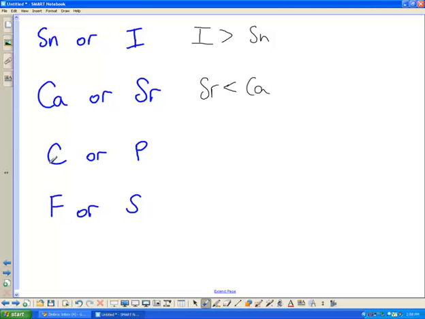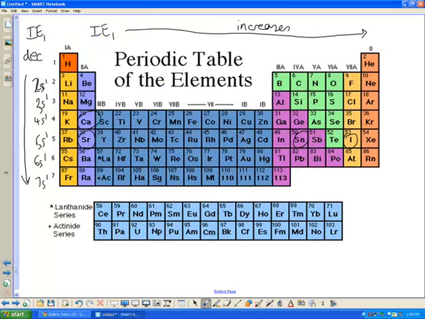Now, when we look at carbon and phosphorus, it's a bit more complicated because carbon and phosphorus are neither in the same period nor the same group. So we've got to be a little bit careful about this, alright? And in some cases we cannot definitively give an answer. So let me just show you what I mean by that.